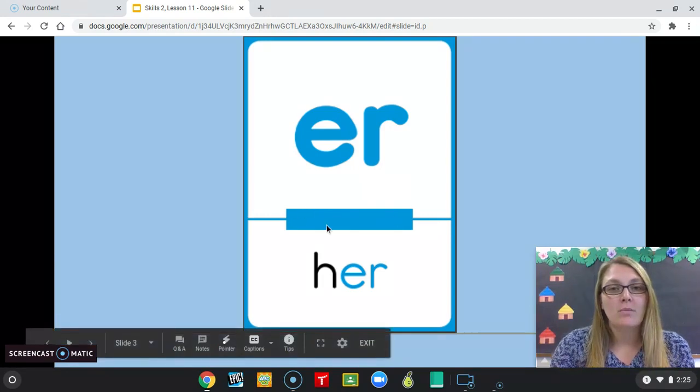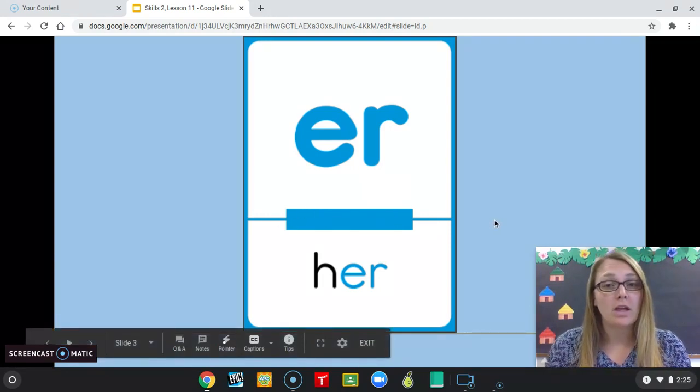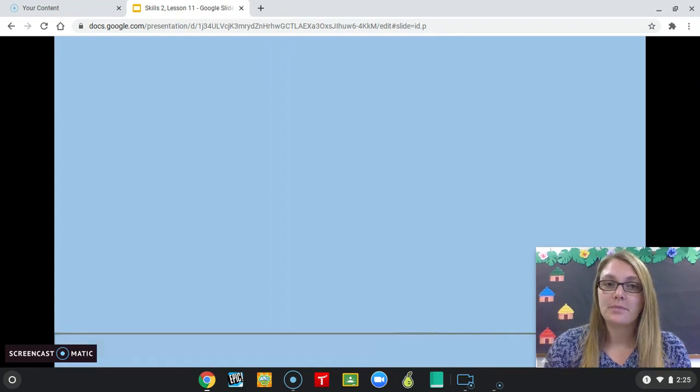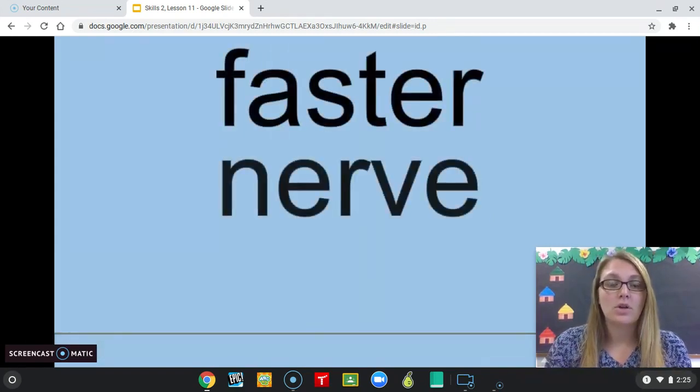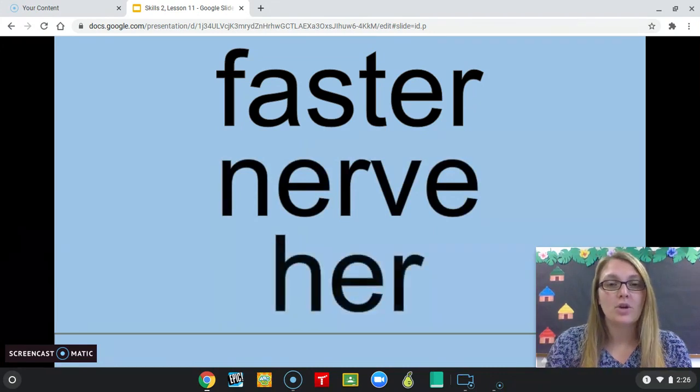You'll notice that the power bar is pretty long, so it's a really common spelling for this sound. Some more words might be faster, nerve, and her. The er could be at the end or in the middle of a word.